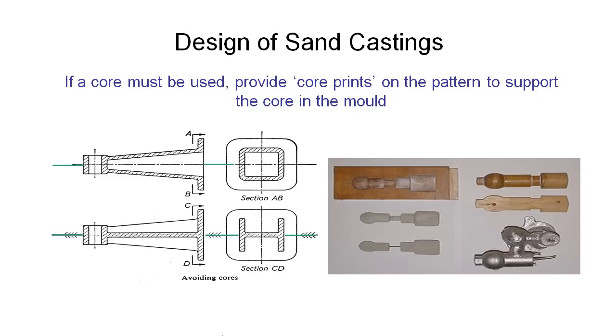If we look into the use of cores in a little bit more detail on some more complex examples, we should remember that if a core must be used inside your part, then we usually have to provide some core prints within our pattern to be able to support this core within the mold and to be able to keep it in place when we pour the metal in. So for this top example here, we've got this cantilevered beam, which is probably holding something out here and then attached to a wall or something. We've designed this example with this hollow section in the center, and to achieve that hollow section, we'd actually need to insert a core into this when we're making the sandbox.